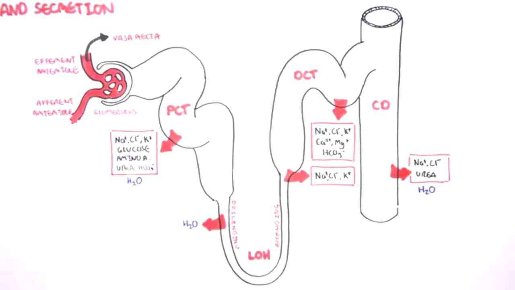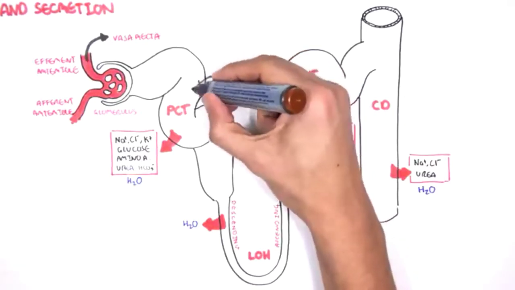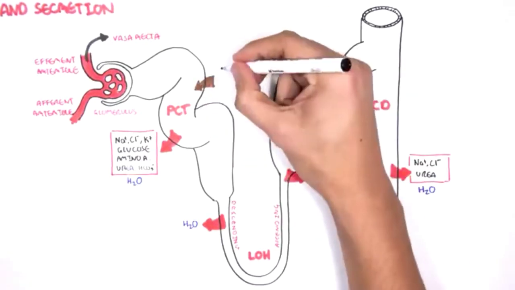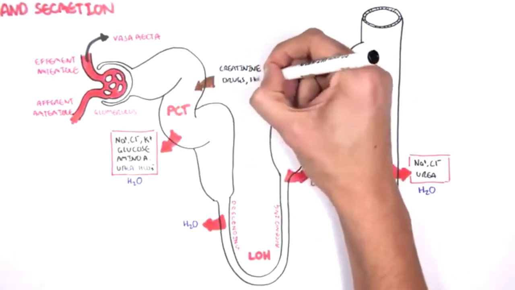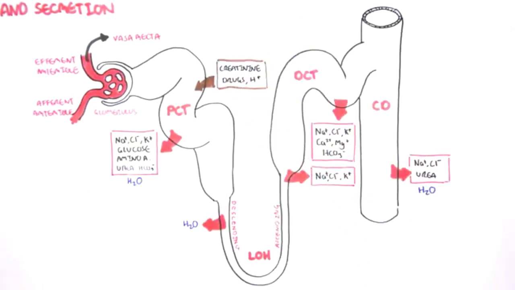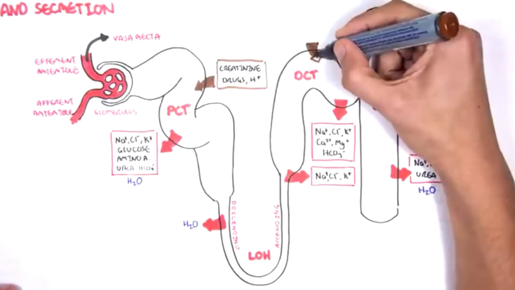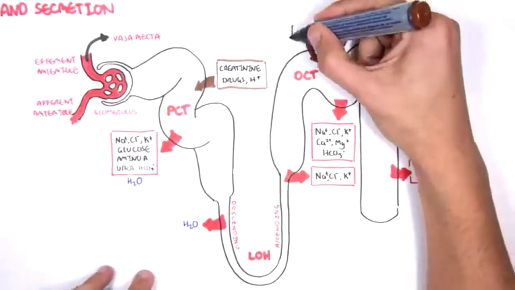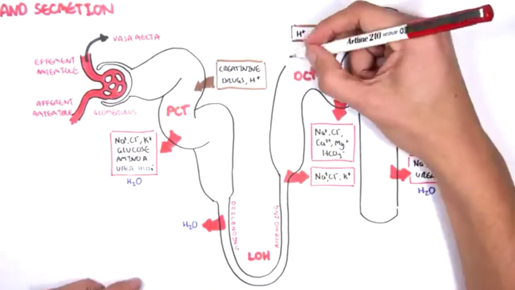Now, different segments of the nephrons also allow for the secretion of things back inside the tubule from the circulation, specifically from the vasa recta. The proximal convoluted tubule allows for the secretion of creatinine, certain drugs, as well as hydrogen ions, which, if you remember, are the acidic ones. And the distal convoluted tubule allows for the secretion of hydrogen ions as well as potassium.